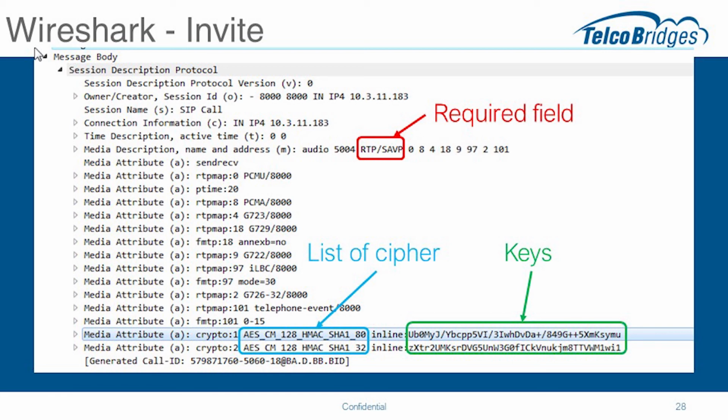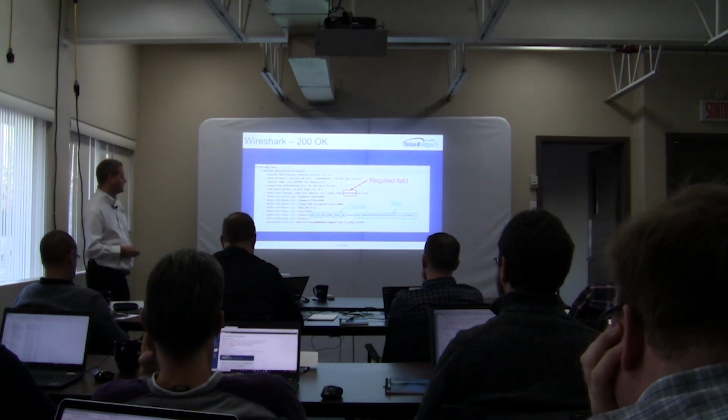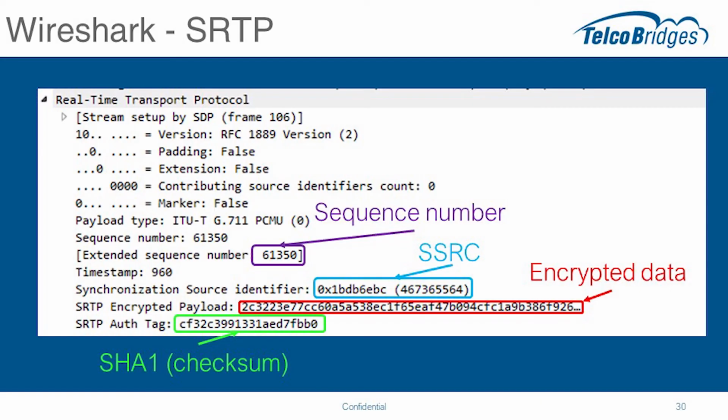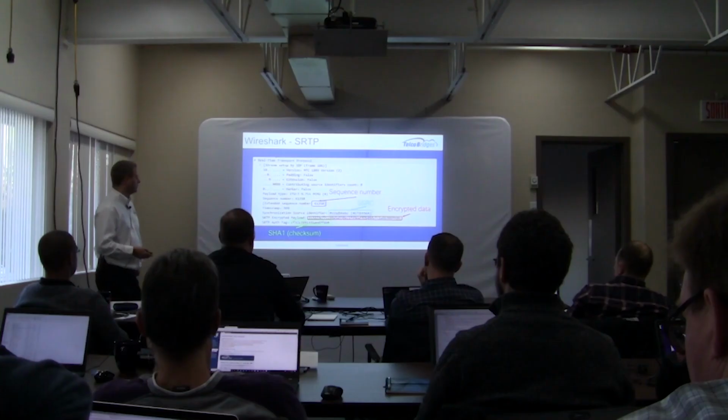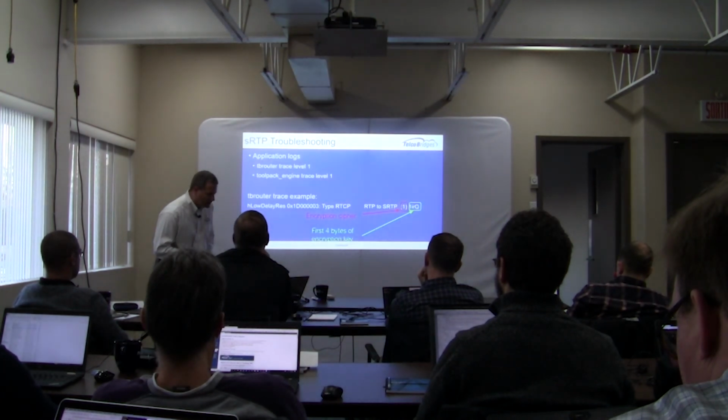This is the same thing. Ciphers and keys that are being exchanged. This is the same thing as well, but in Wireshark, okay. Yeah, so if it is encrypted, then it will look like this, right? So it's not decoded. But if it's decoded, it will be the regular RTP we see usually. What else is there?